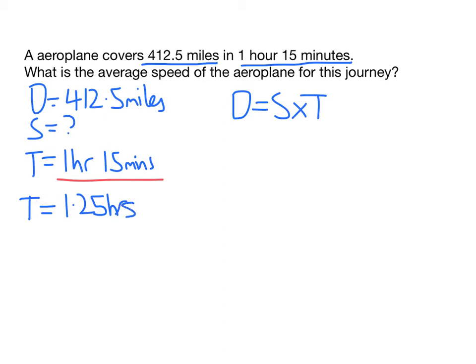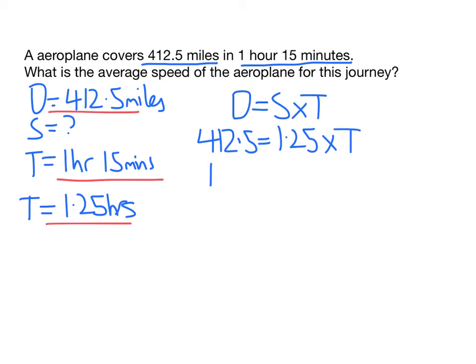Okay. Now let's sub these values into our equation. So the distance was given as 412.5, so let's put that in. 412.5 is equal to the speed. Well, we've now changed the time to 1.25, and the speed is what we need to work out. So let's just rewrite that right-hand side to 1.25t.